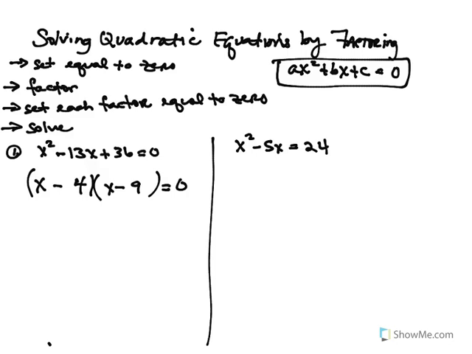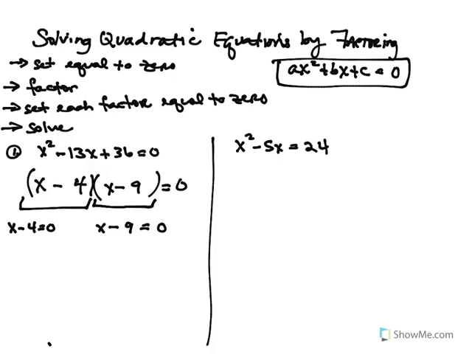Then you're going to set each factor equal to 0. Remember, what are factors? Factors are things that are multiplied. So my two factors here are x minus 4 and x minus 9. You're going to separate them, and you take each one and set it equal to 0. Well, these are basic linear equations that you know how to solve. So you are going to isolate the variable in each one.